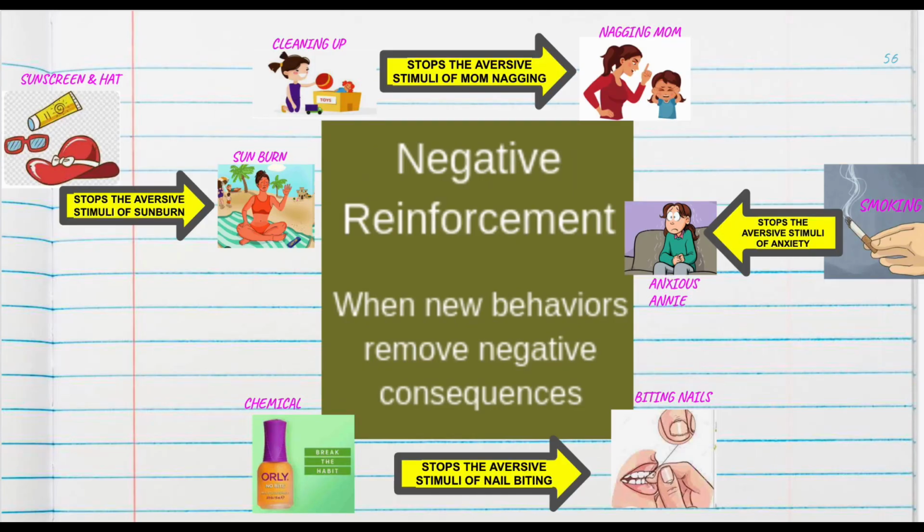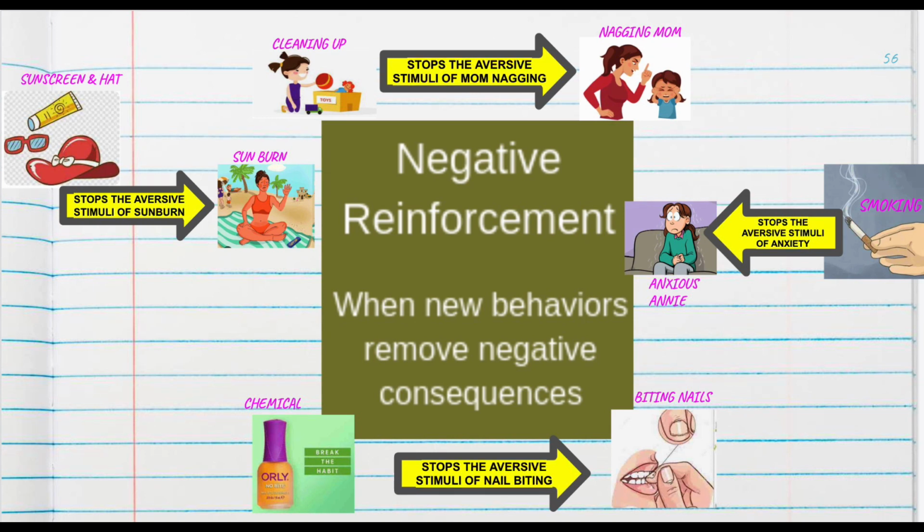So while you might want to take away the chores, a negative reinforcement is also when new behaviors remove negative consequences. If you want to stop an aversive stimuli, for example, a nagging mom about never cleaning up your room, you would clean the room to stop the aversive stimuli of a nagging mother. Okay? Or you would stop the aversive stimuli of getting a sunburn by using sunscreen and a hat.